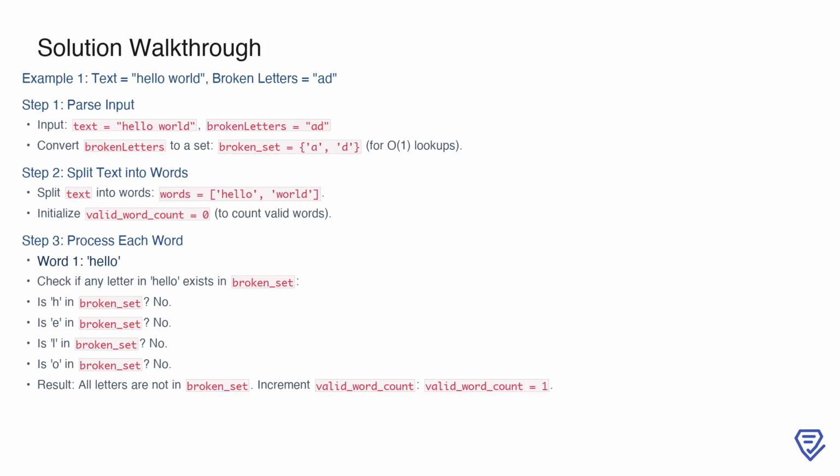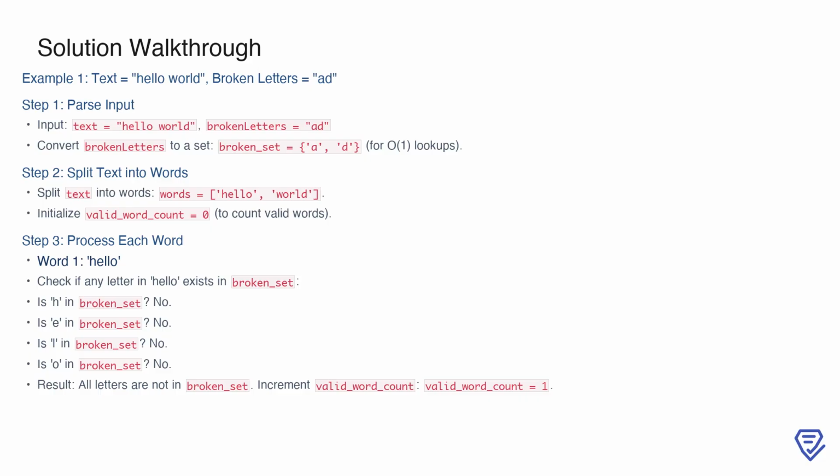To solve this problem, we start with the first example where the input text is "hello world" and the broken letters are "ad". First, we convert the broken letters into a set for efficient lookups, resulting in broken_set being {a, d}. Next, we split the text into individual words, giving us the list ["hello", "world"], and we initialize a counter valid_word_count to 0. Now, we process each word one by one.